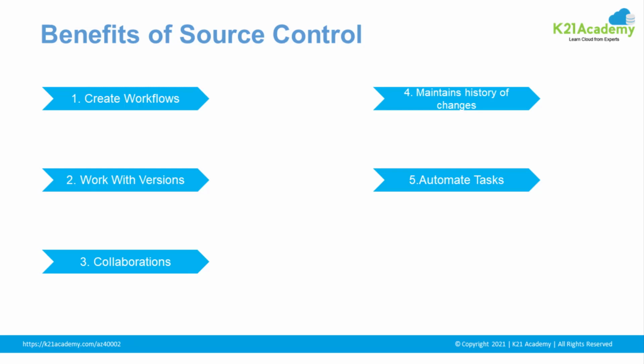And you can maintain a history of versions, like you can see the last 5 years, 10 years of data can even be stored as part of your version control system. And the main advantage is that you can automate as many tasks as you can, because that is the main use of the source control system.